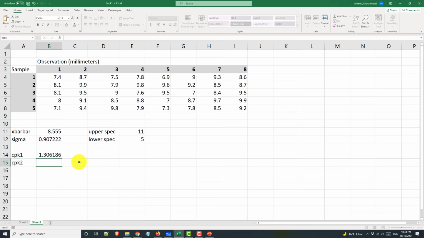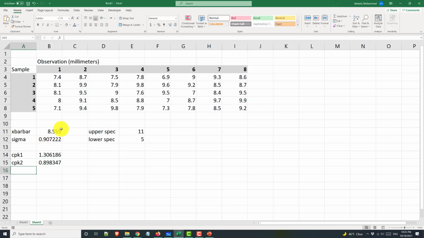Okay, now you find the second value of CPK2. That's going to be based on the upper spec. So you're going to do upper spec minus X bar bar. So it's the opposite. Before you did X bar bar minus lower spec, now you do upper spec minus X bar bar, divided by 3 times sigma.